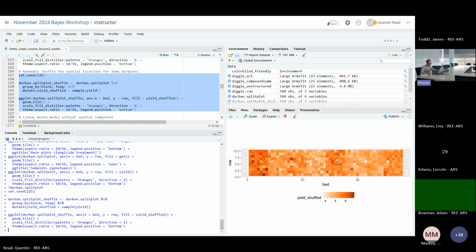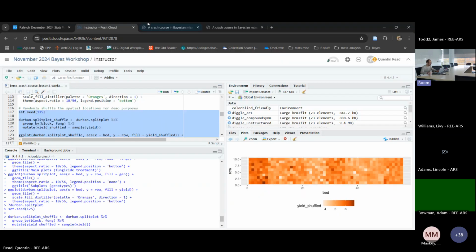Yeah, so here's the yield shuffled. You can still see the difference in the blocks, but we don't see the patches of low and high yield at the top and bottom of the plot anymore because we've randomly shuffled them. If you go back, we can look at them both one after the other. Here's the one that's not shuffled, and here's the one that's shuffled. We've gotten rid of some of the spatial patterning by randomly moving things around within each main plot, just as a way to illustrate there's something going on there.